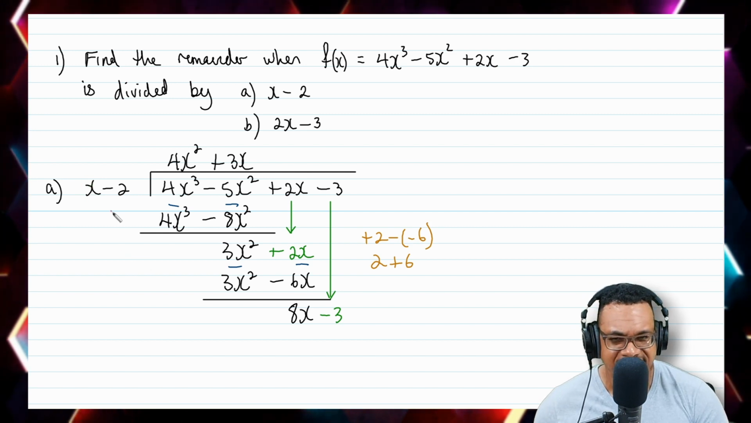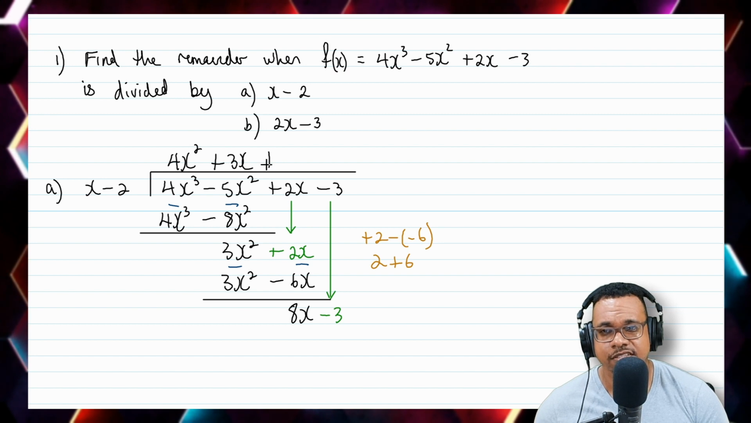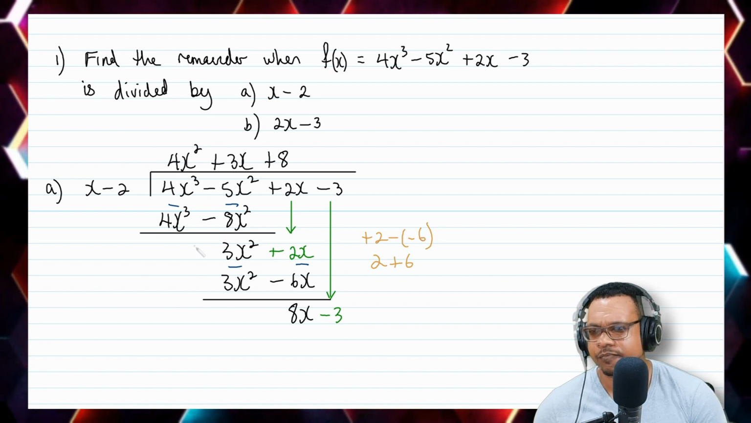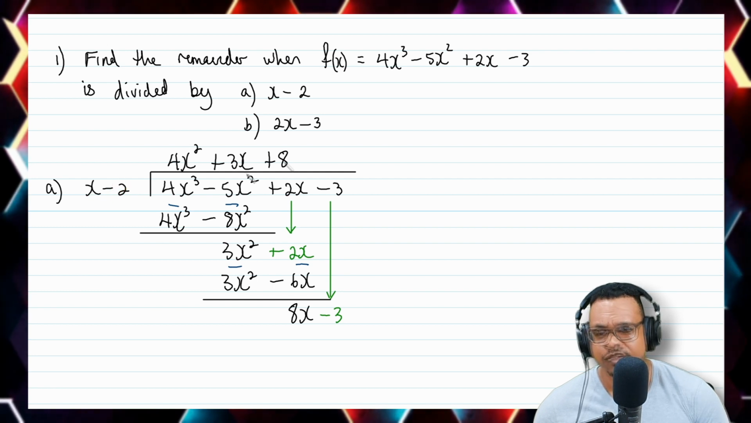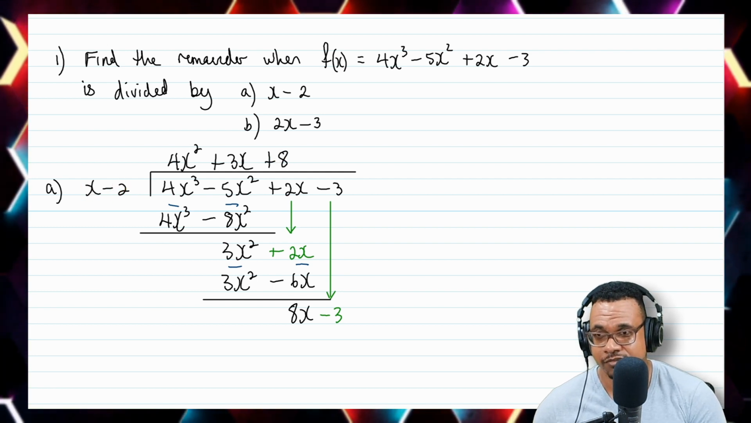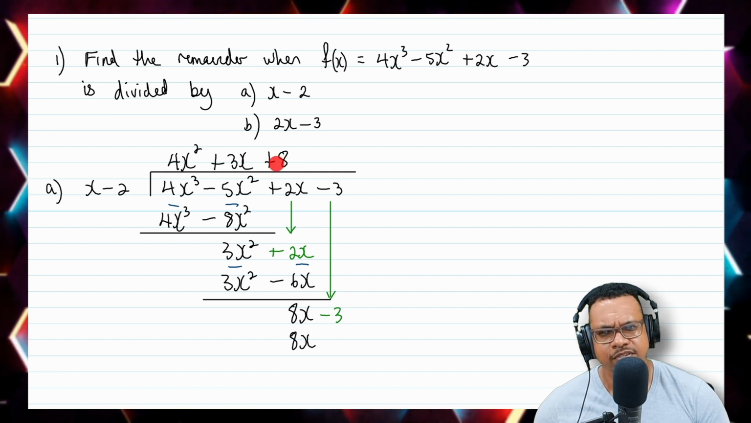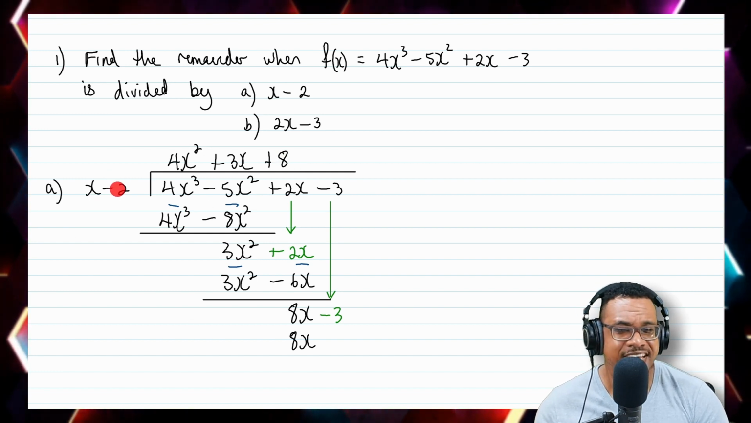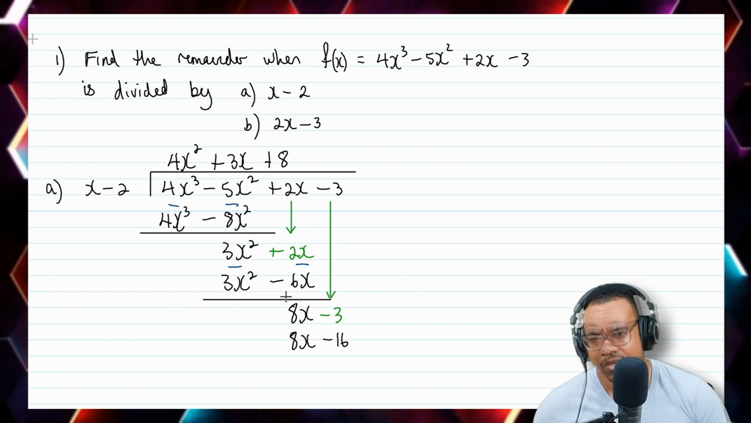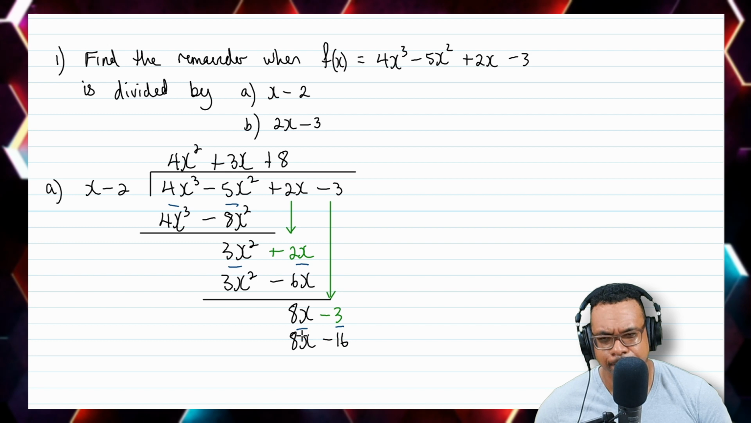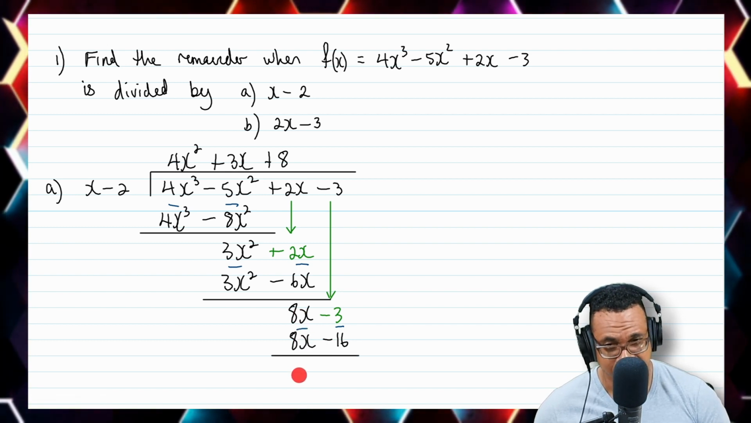Now I'm going to say this x into this positive 8x, which will give positive 8. So I'm going to write positive 8 here. And now I'm going to multiply this positive 8 by these two terms in my divisor. So positive 8 by positive x will give you a positive 8x. And the positive 8 by negative 2 will give you negative 16. And of course, we're going to subtract again. So obviously, 8x take away 8x will give 0, so we don't write anything here.